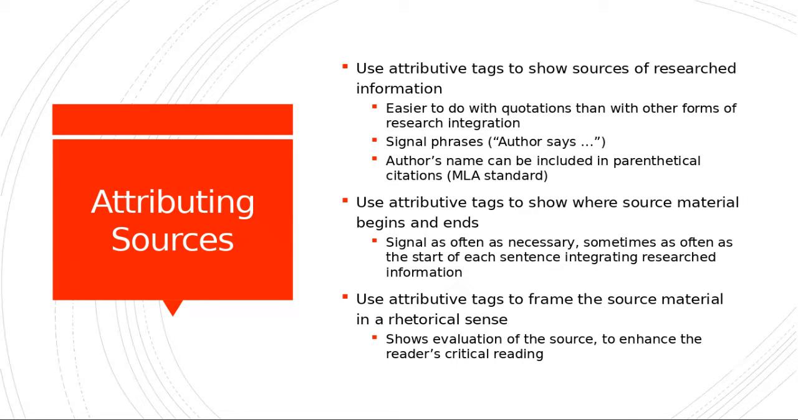Use attributive tags to frame the source material in a rhetorical sense. This shows an evaluation of the source to enhance the reader's critical reading. Change the verbs in the attributive tags to something that's going to support you or something that's going to show your skepticism of the subject, or of the person who's being quoted. For instance, you could say that so and so states. That's more positive. So and so claims. That's slightly more skeptical. Find the verbs that you need to create these attributive tags.